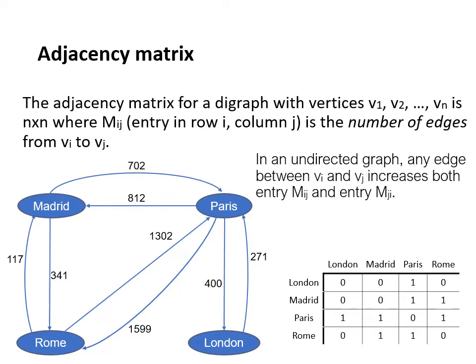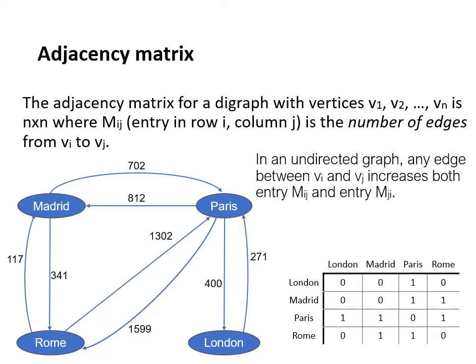The adjacency matrix for a directed graph with vertices V1, V2 to Vn is an n by n matrix where Mij, meaning the entry in row i, column j, is the number of edges from vertex Vi to Vj. And so in an undirected graph, any edge between Vi and Vj increases both entry Mij and entry Mji.